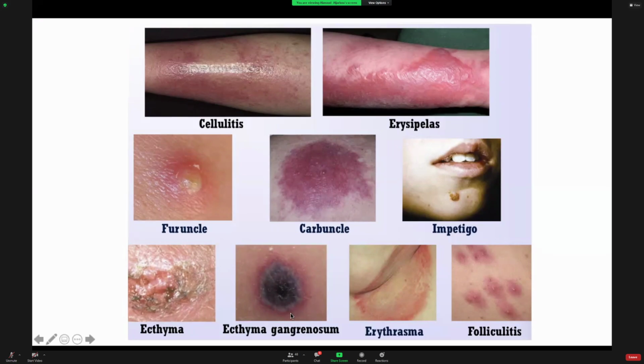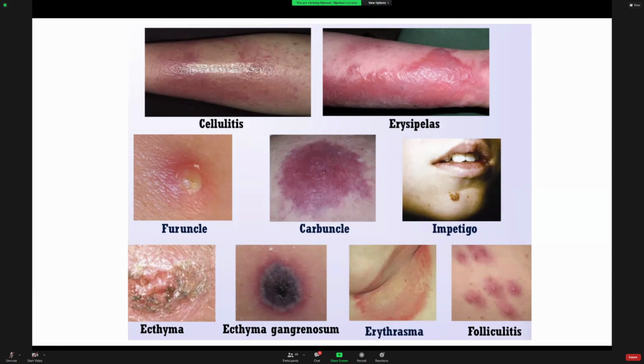So ecthyma gangrenosum, from its name, has a necrotic center. Which one do you think is more serious, ecthyma or ecthyma gangrenosum? Gangrenosum. And what is the causative agent? Pseudomonas. Gram-negative, mainly Pseudomonas. So it is a worrisome sign. If you are in the emergency room and a patient comes with fever and looks ill, and you examine him and find ecthyma gangrenosum, you should give empiric coverage for Pseudomonas until proven otherwise. Ecthyma is mainly a streptococcal infection, and it's not as serious as ecthyma gangrenosum.